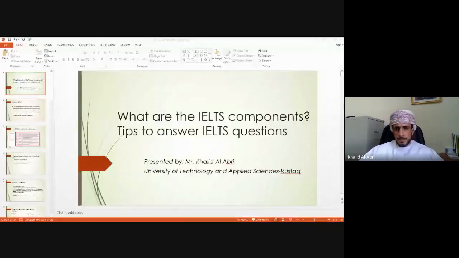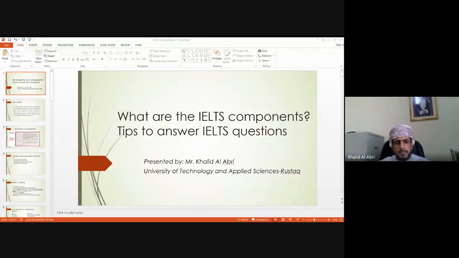So as you are all aware, IELTS now is required in most universities, and for some jobs in recruitment, it is being recommended and required by some institutions. So today I'm going to focus on 2 points here. So let's see the PowerPoint. Yes, so here we are. So I'm going to focus on 2 points.